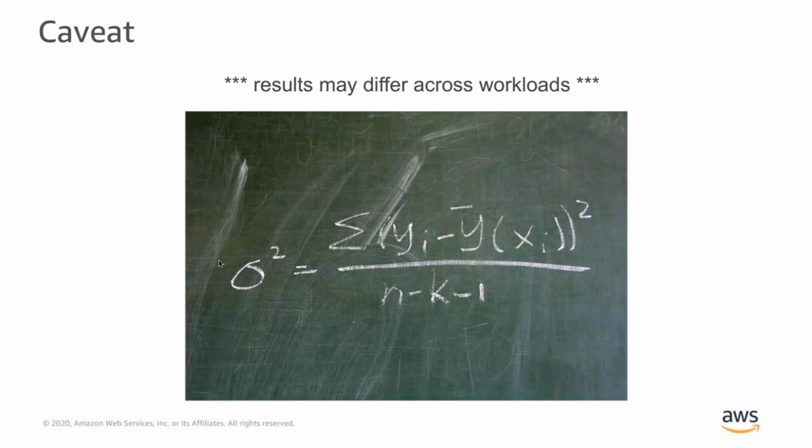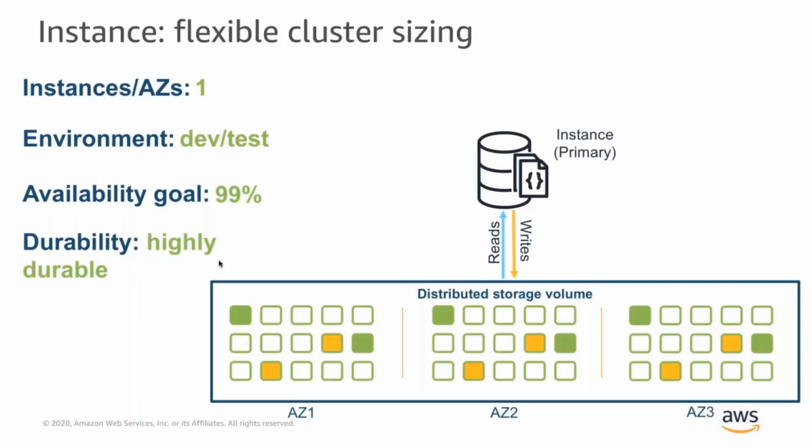Again, results will vary. So for instance, with DocumentDB, because the storage is separated from the compute, your data is highly durable whether you have one instance, two instances, or three instances. The durability is not a function of how many instances you have. And this is different than traditional database architectures. So you can actually have a one instance cluster for dev test, right? We wouldn't consider this really highly available, but you're not going to compromise durability.